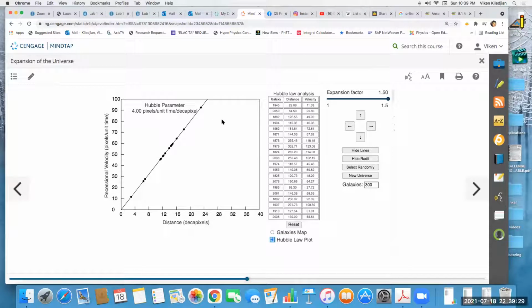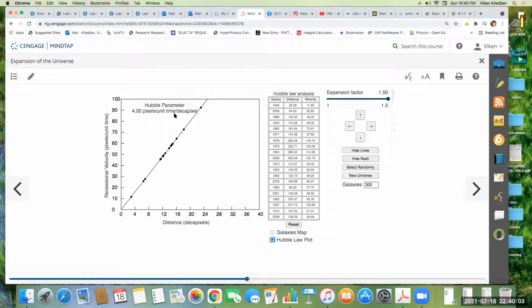So you don't really need to calculate because it's going to be hard for us to calculate this because we don't know what conversion the program used. So they're converting from megaparsecs to decapixels, and for velocity they're converting from kilometers per second to pixels per unit time. So we don't know what conversion they're using. Okay, so based on that conversion, whatever they're using, they're getting the rise over the run. They're getting the slope of that is 4 pixels per unit time.